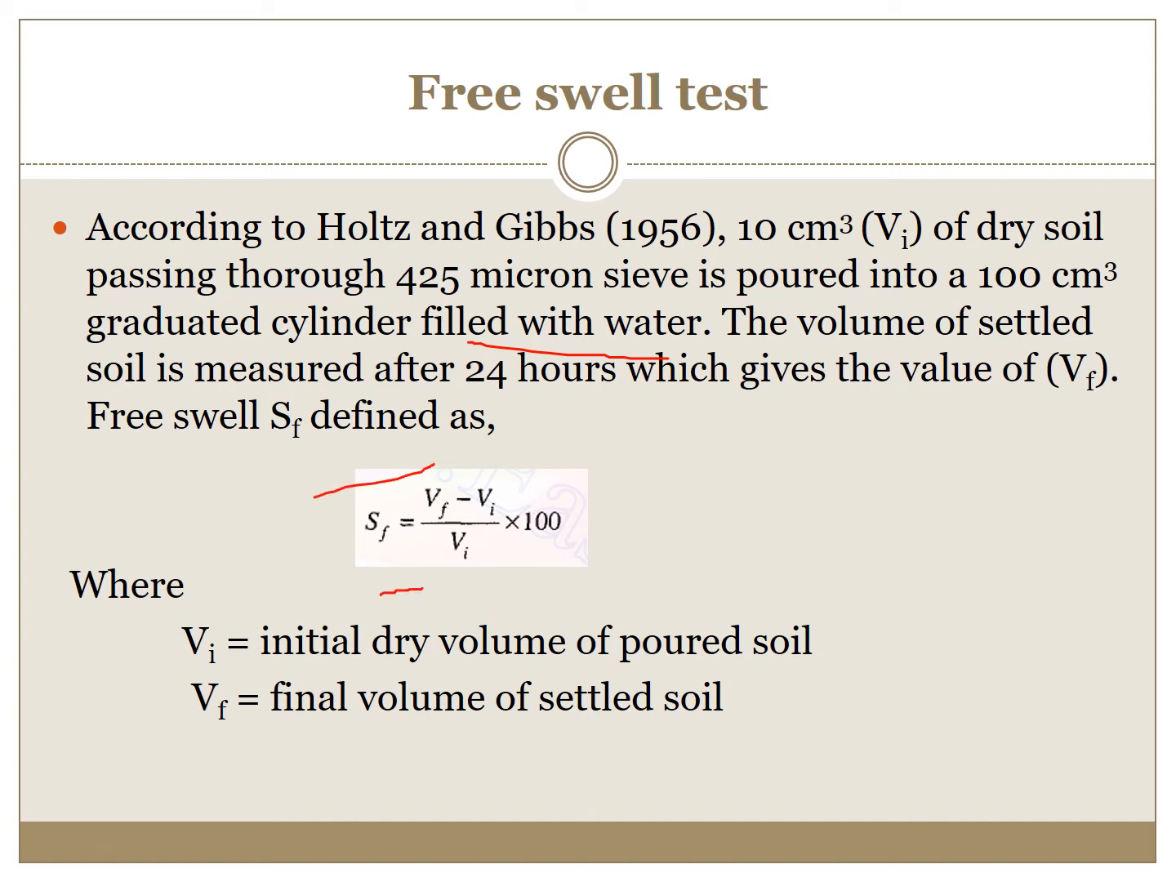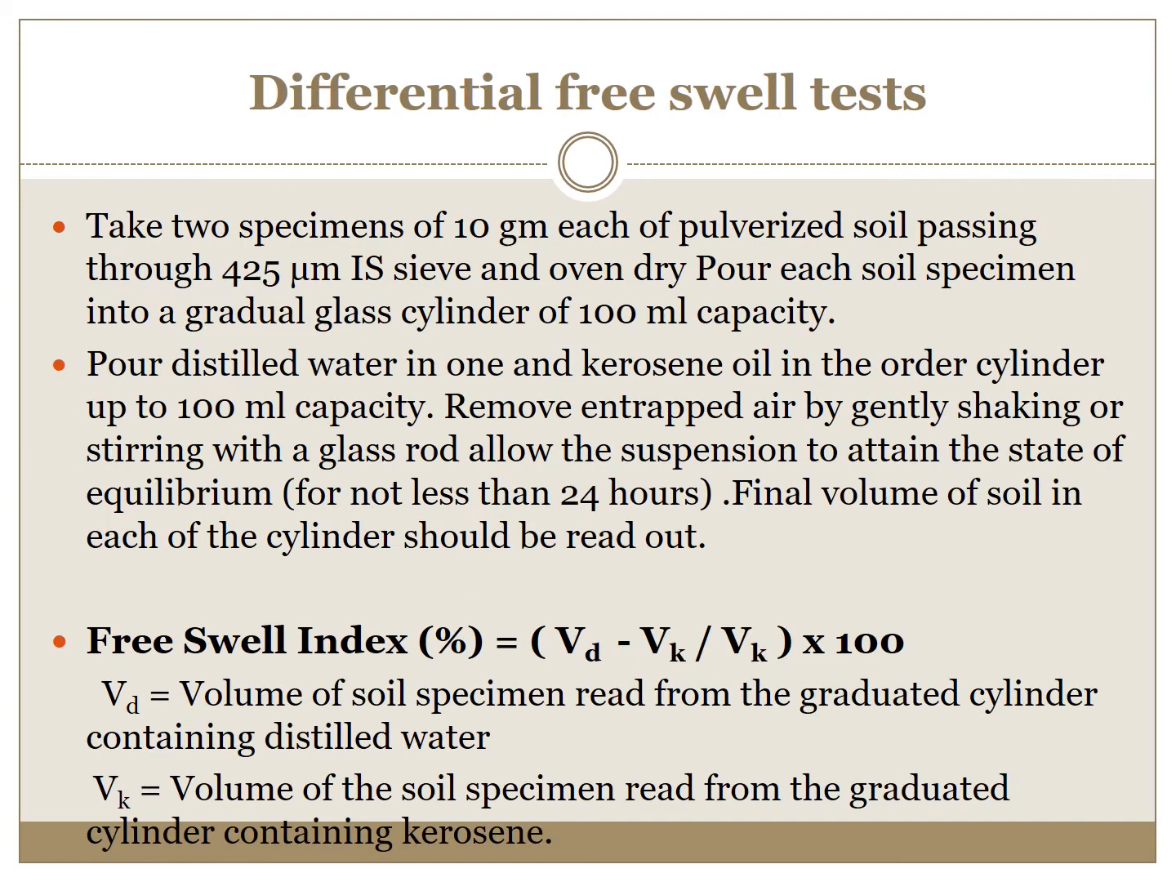So here is the equation where S_F is the free swell, V_F is the final volume of settled soil, and V_I is the initial dry volume of the poured soil. And then by putting the values in this equation, we can find out the free swell. Next, the differential free swell test.